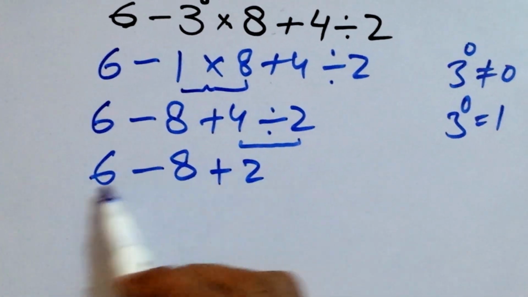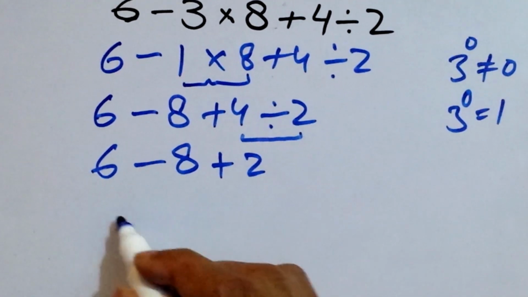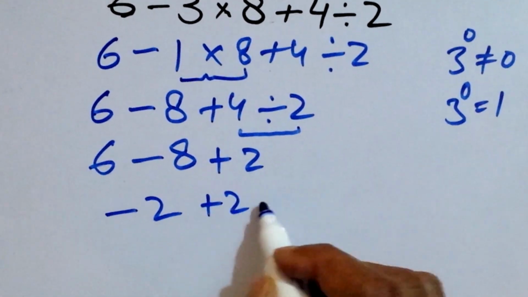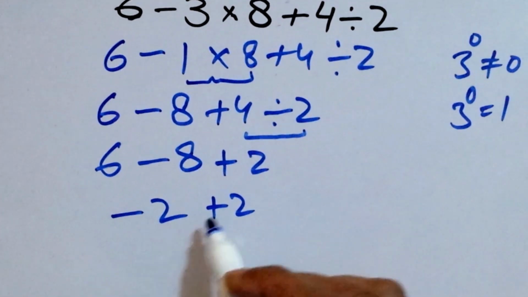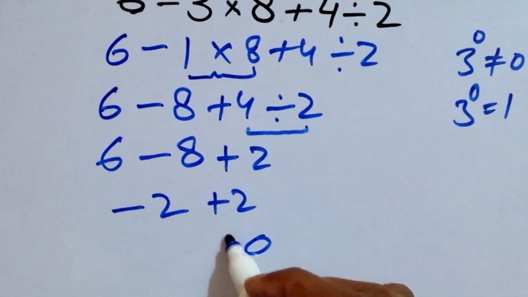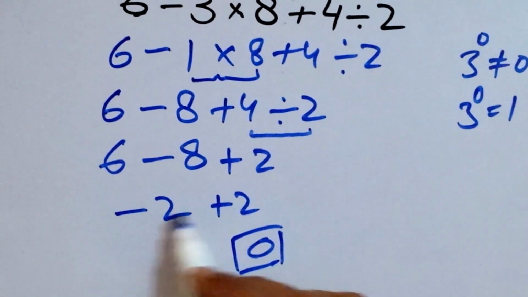Now subtraction and addition from left to right. So 6 minus 8 equals minus 2, plus 2. And now minus 2 plus 2 equals 0. No, minus 2 plus 4 equals... minus plus minus.